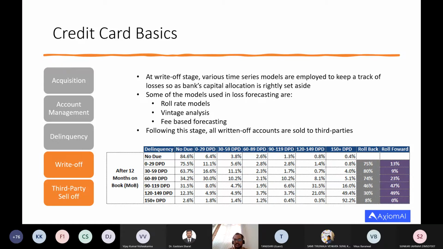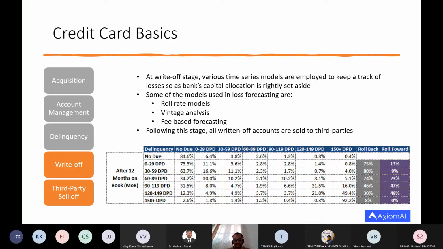So for this reason, all this time sensitive data, a lot of forecasting goes into write-offs and third party sell off. Third party sell off is something that we covered already. Basically, all the accounts which you have absolutely given up on, you group them together. No collection strategy has worked, nothing has worked, you have just written it off. So you sell it to a third party for something. So instead of 100 rupees, you are getting 10 rupees or 20 rupees. That is good enough for you.